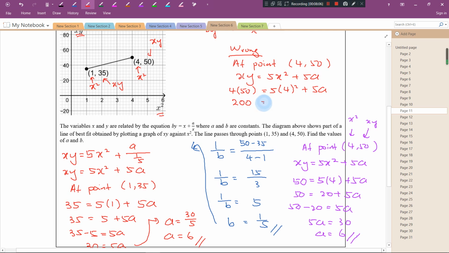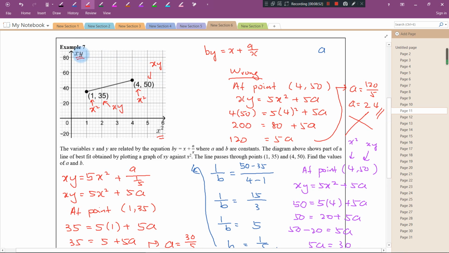So this is 200, this is 16, 80, 5a. 200 minus 80, you get 120. 120, and this is 5a. Okay, let me check around now this one. 120, 5a, yes. Then a is equal to 120 divided by 5, which is equal to 24. You see, this is not equal to 6. This method is actually not correct. So be careful.